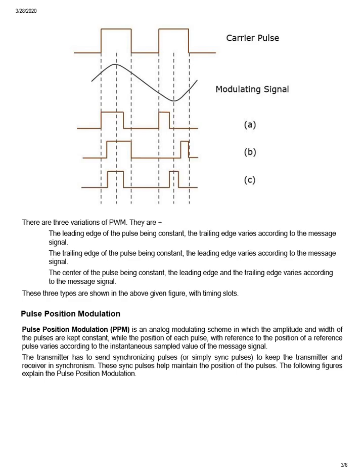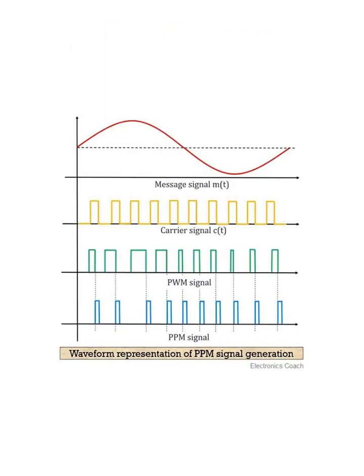And finally, the last waveform here, the center of the pulse is maintained as constant with respect to the carrier pulse, and both the leading edge as well as the trailing edge are varied according to the instantaneous amplitude of the message signal or the modulating signal.